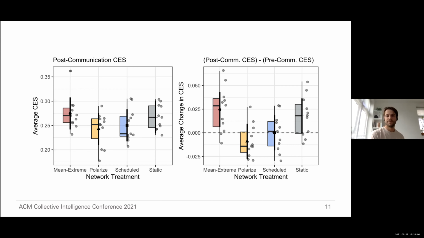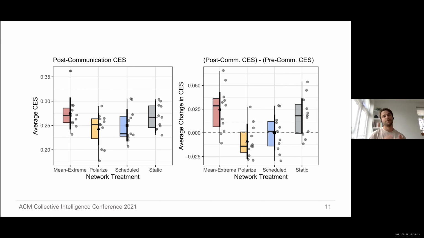Along the y-axis, we've plotted the average collective error squared and looked for a treatment effect on groups' post-communication collective accuracy. And this one returns a statistically insignificant result. However, it doesn't account for potential confounders like the baseline competency and starting network structure in each group.